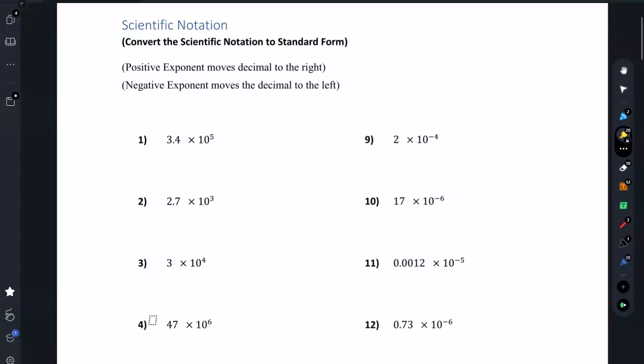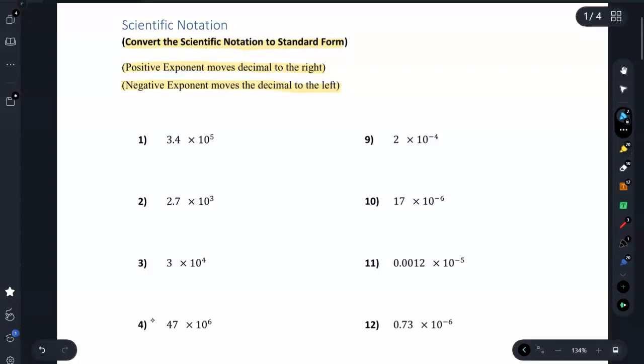So to start with, we're going to convert the scientific notation to standard form, and there's a couple things that we need to remember. If we see a positive exponent, that's going to move the decimal to the right, and if we see a negative exponent, that's going to move the decimal to the left. So this is when I'm starting with scientific notation, and I'm converting to standard form.